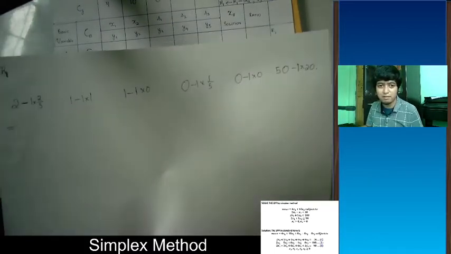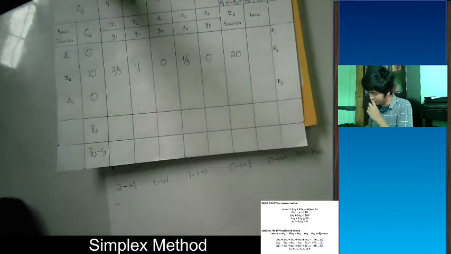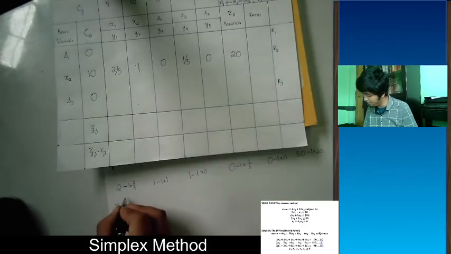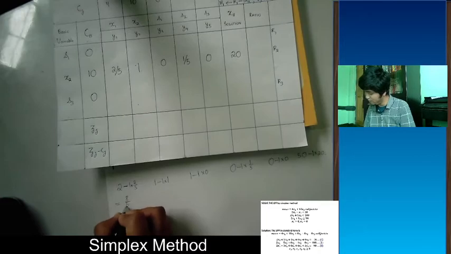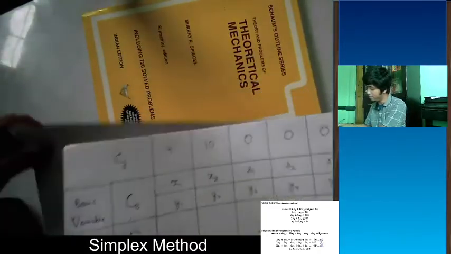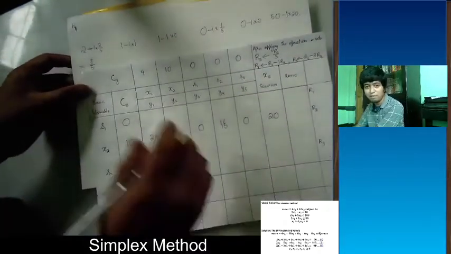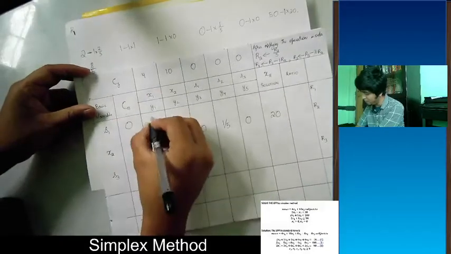2 minus 2 by 5 will give you how much? 5 2s are 10, 8 by 5. So over here, what can we do? Now we can fill in this table based on these values. 8 by 5.